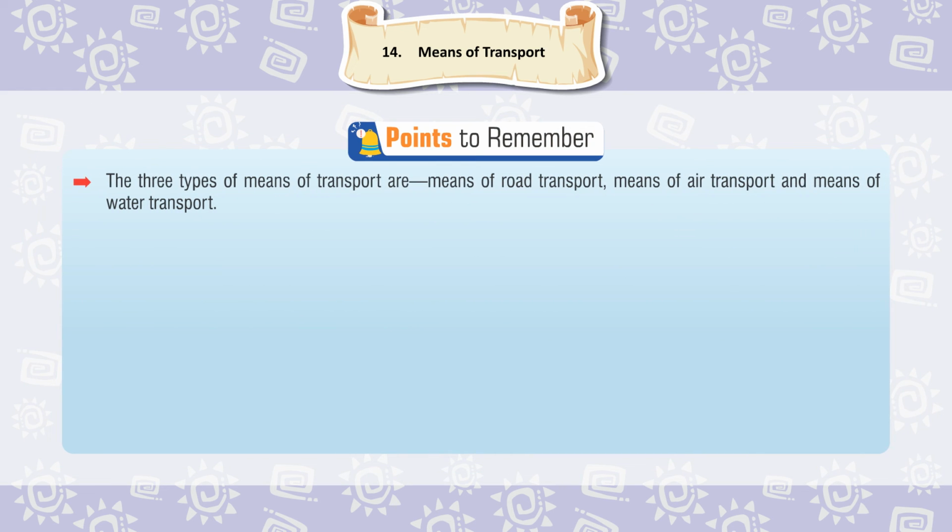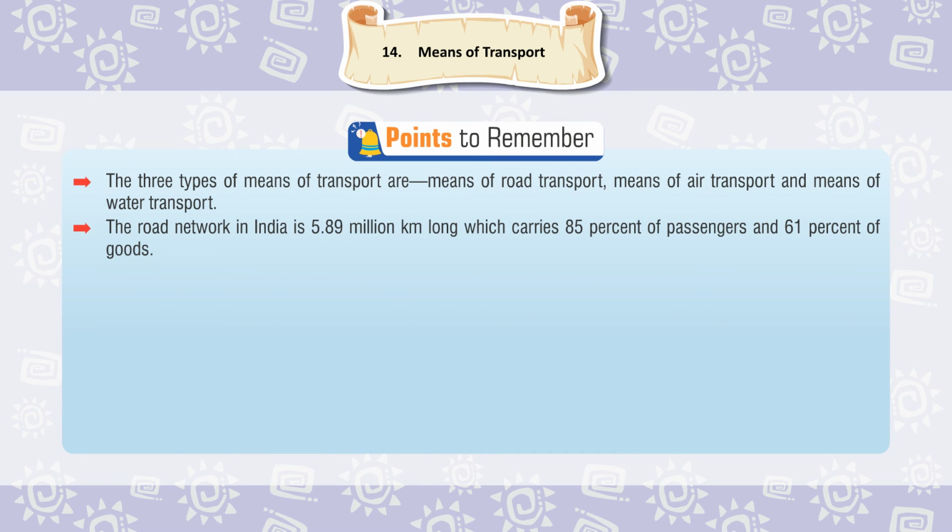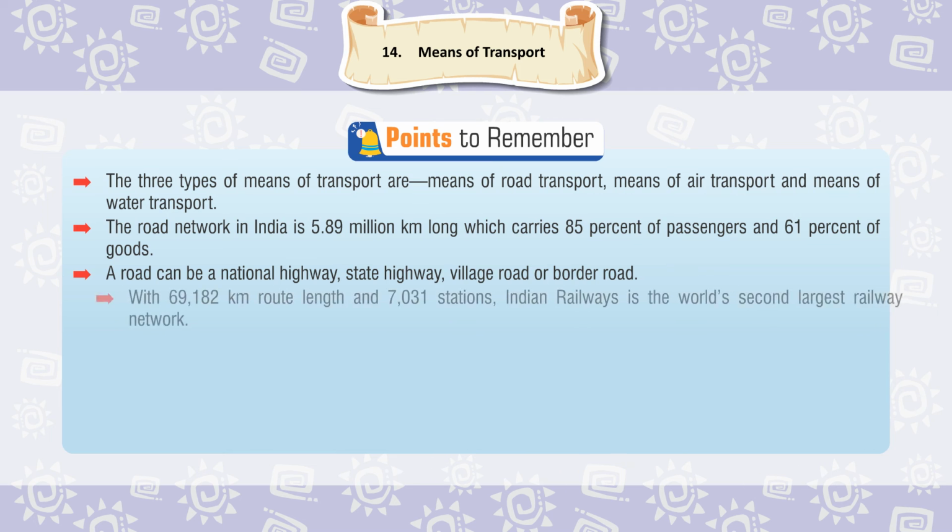Points to remember. The 3 types of means of transport are means of road transport, means of air transport, and means of water transport. The road network in India is 5.89 million kilometers long, which carries 85% of passengers and 61% of goods. A road can be a national highway, state highway, village road, or border road.